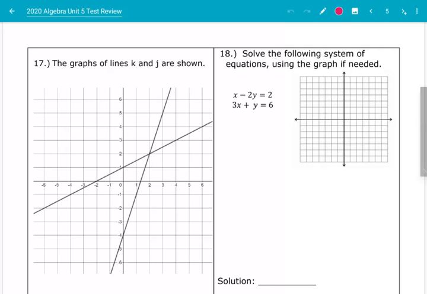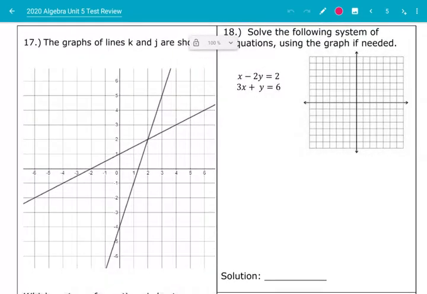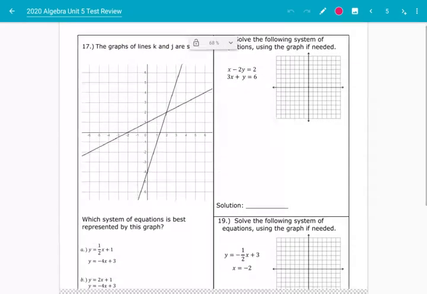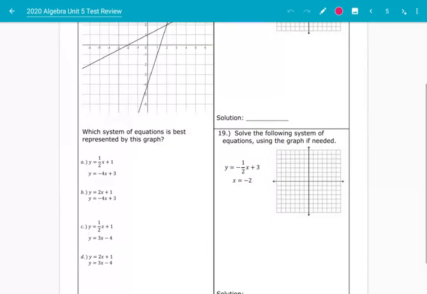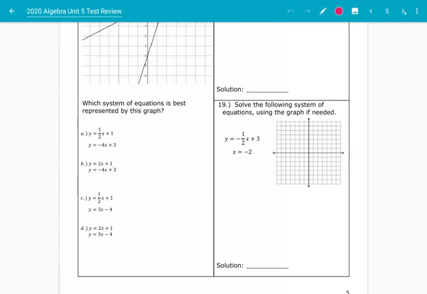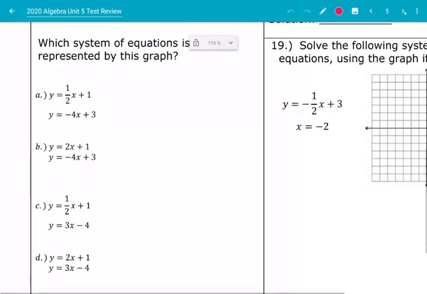Okay, the graphs of line K and J are shown. Thank you. That's the end of that. Oh, no, here's some more down here. Which system of equations is best represented by this graph? Oh, look at all those equations. Let's look at all those equations for a second. All those equations are y equals.